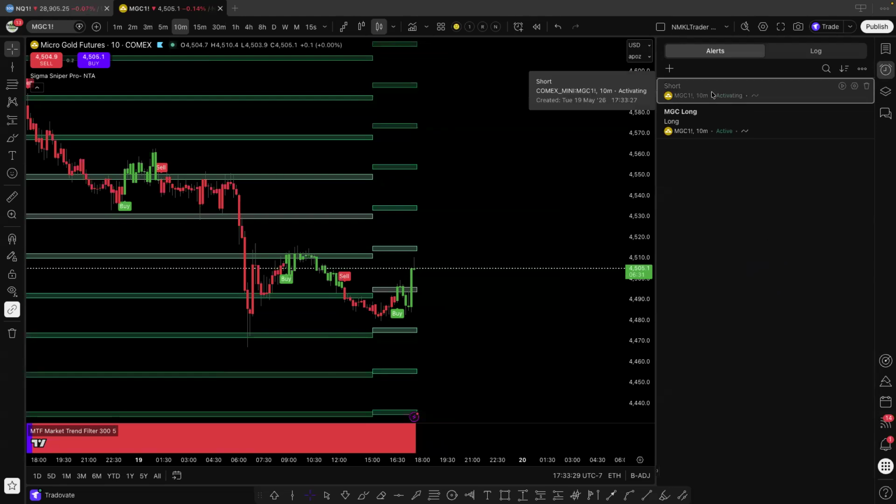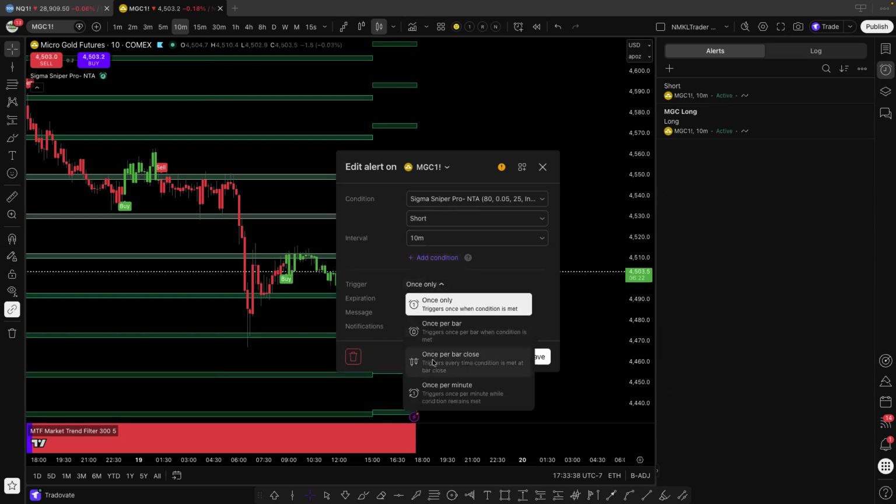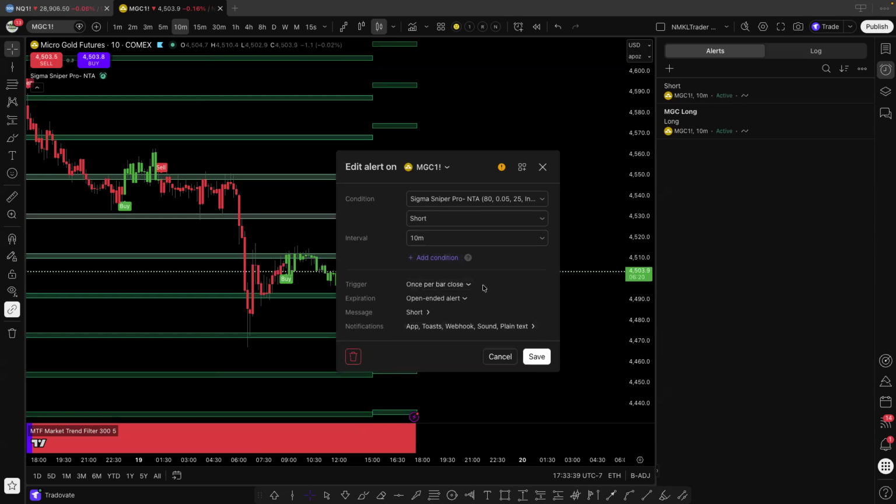Now let's reopen that up. I didn't make sure all the stuff was set up correctly. 10-minute time interval. I don't want to add any conditions. Once per bar close. This is usually mandatory. Open-ended alert.